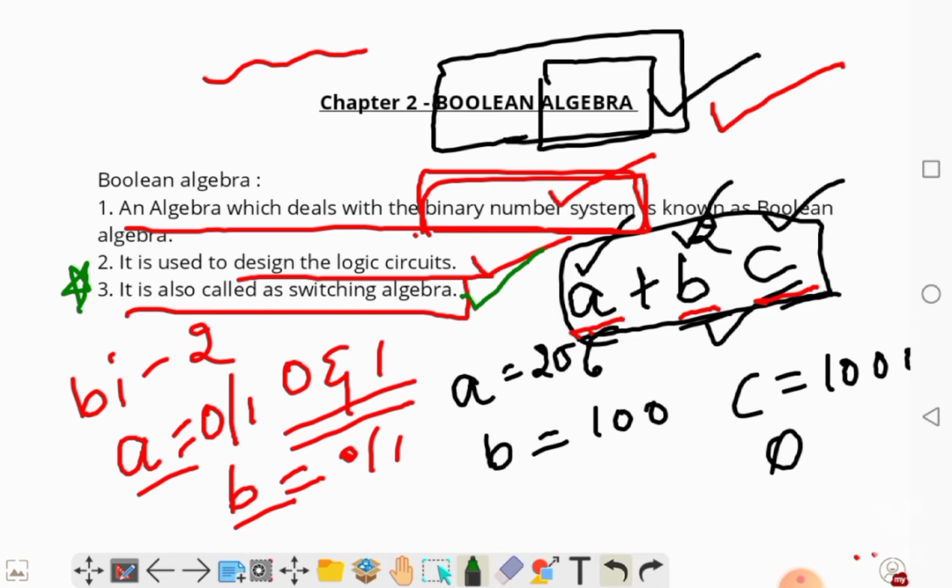What do you mean by Boolean algebra? Revise, recall yourself. An algebra which deals with a binary number system is known as Boolean algebra. It is also called switching algebra. Mainly the Boolean algebra is used to design the logic circuits.